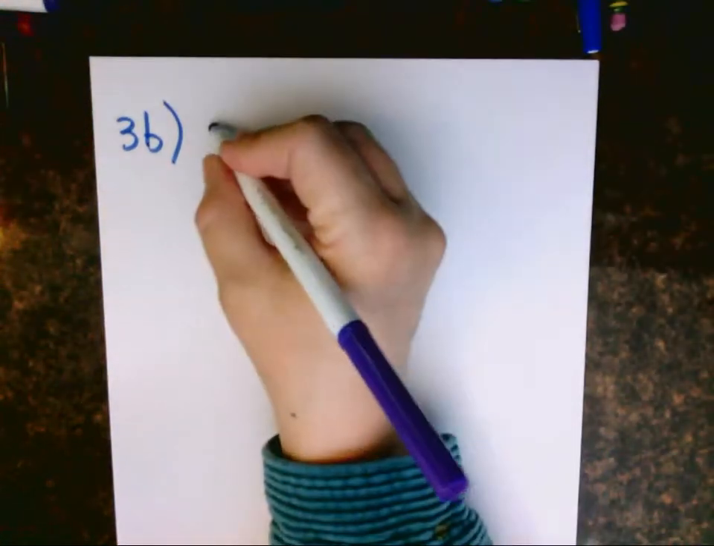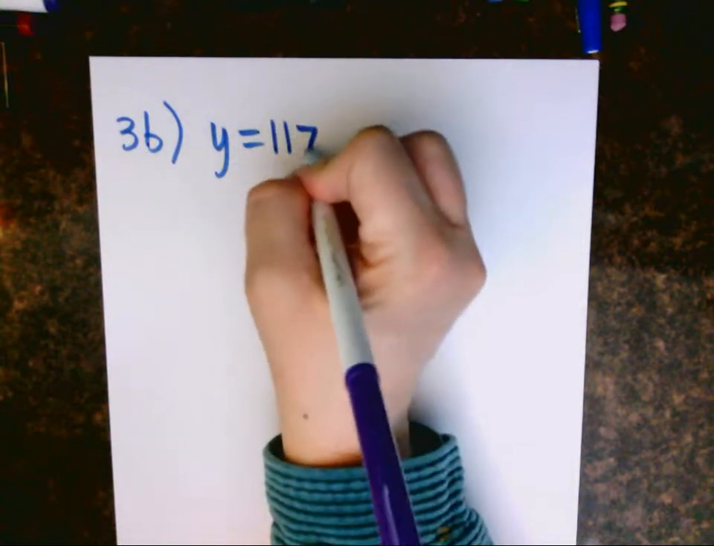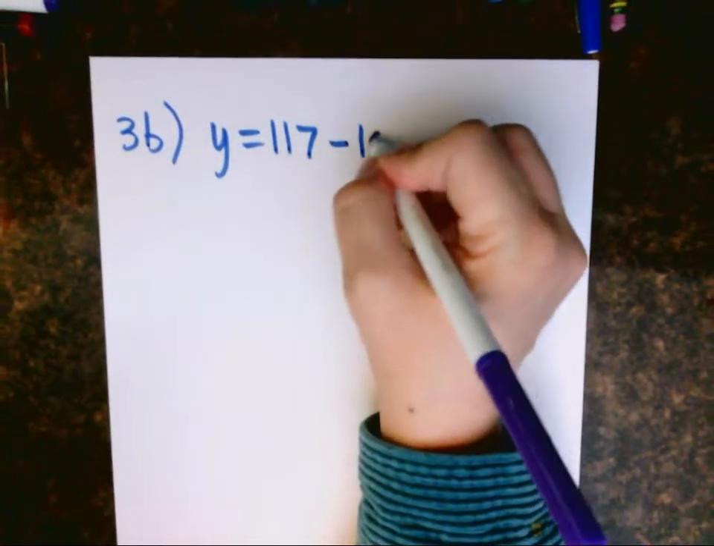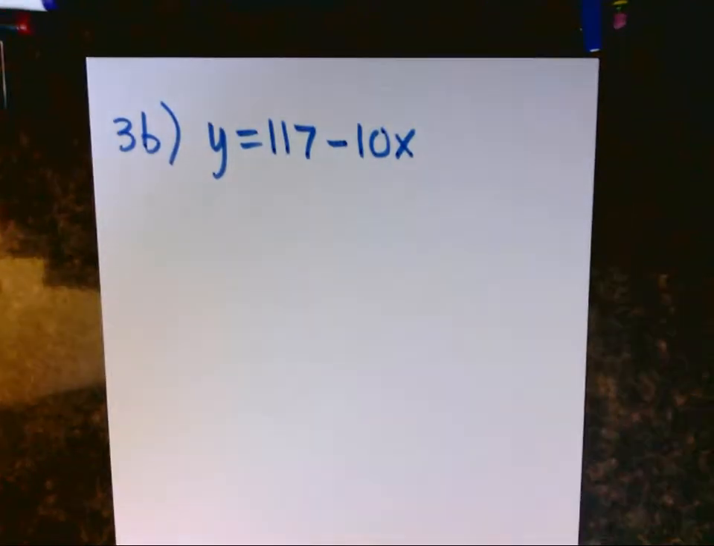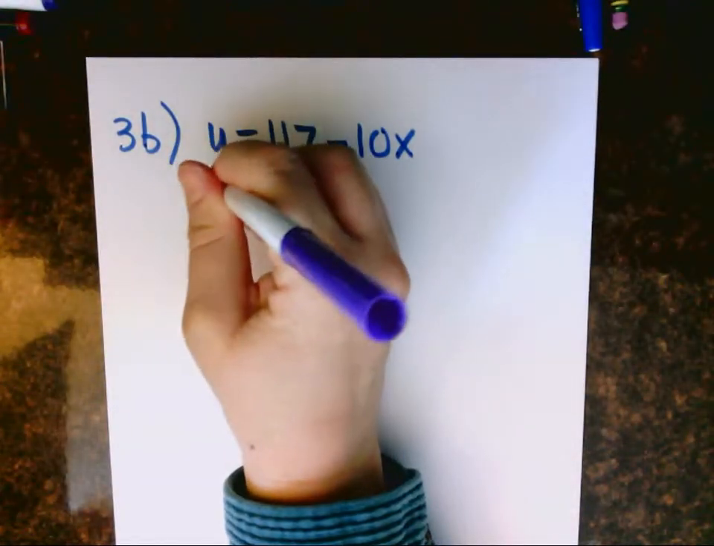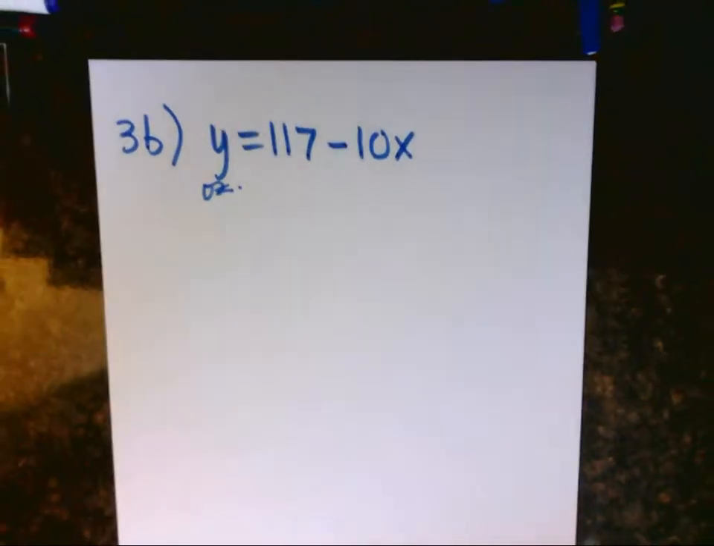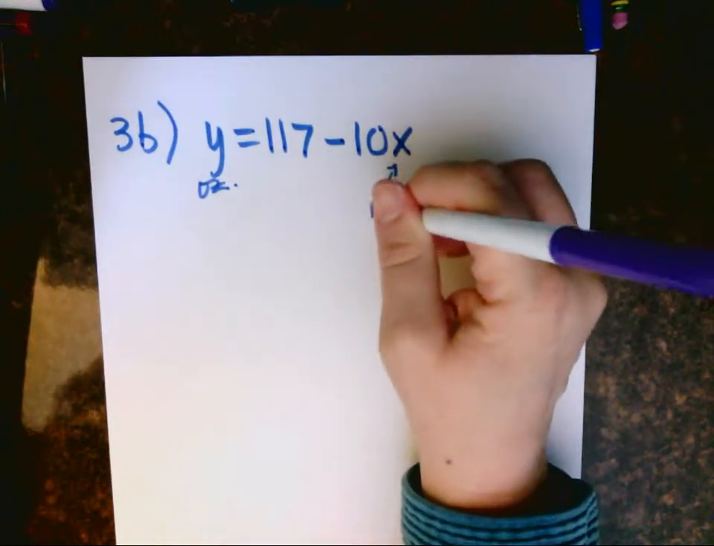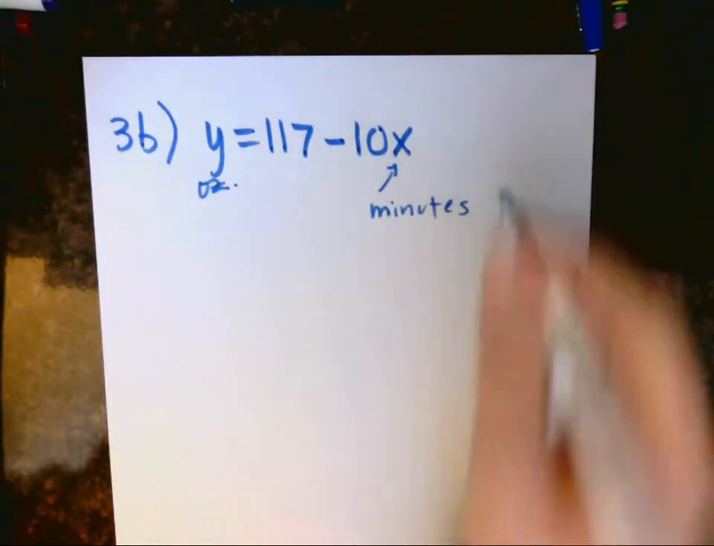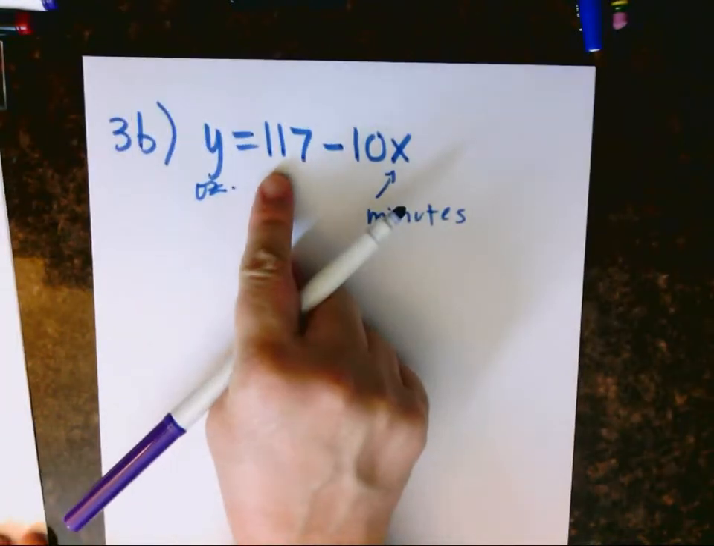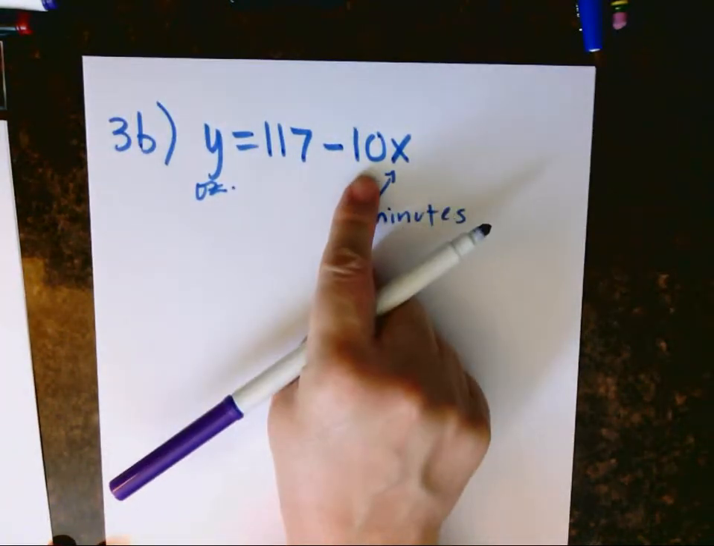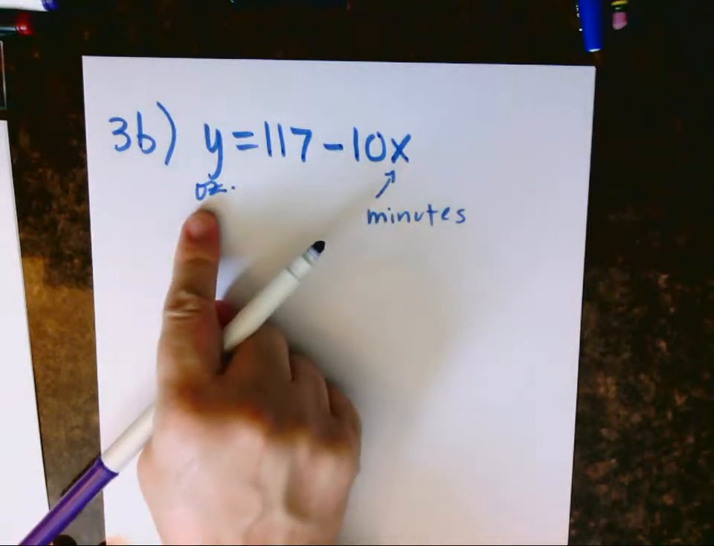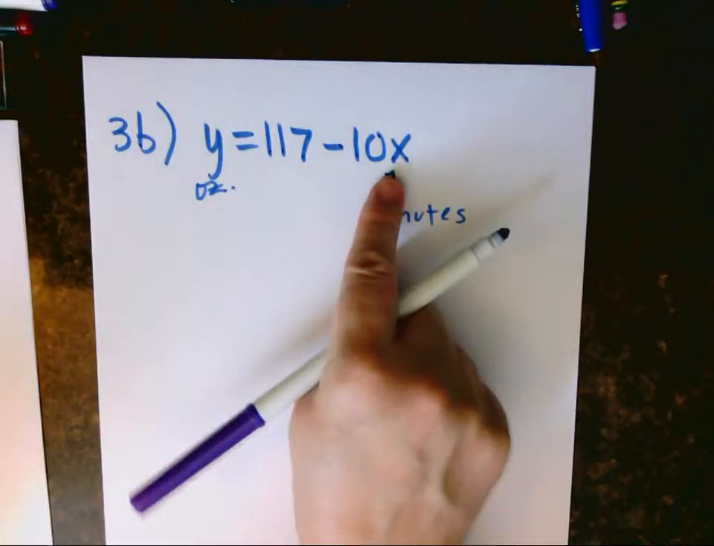Similar question. The amount of water in a leaky jug is given by the linear function y equals 117 minus 10x, where y is in ounces, and x is in minutes. So this is a jug and it's leaking. It must be starting out with this, right? And it's leaking 10, what? Well, it must be ounces. 10 ounces every minute. That's the way this is going to work.